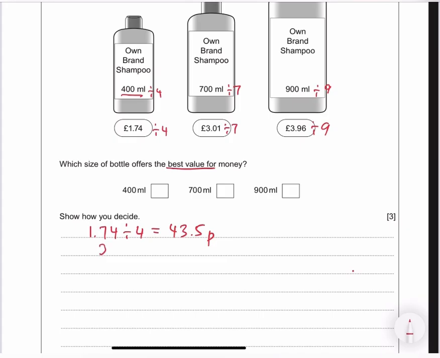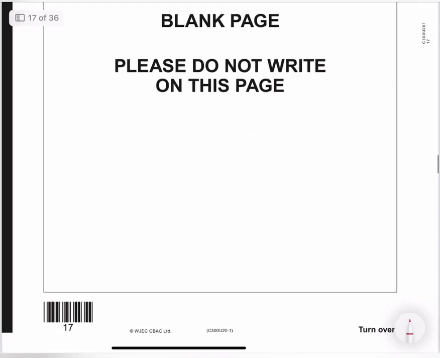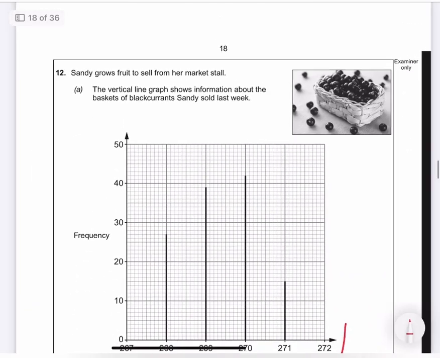Okay, that's the smallest shampoo bottle, 43 pence 5. And the middle one will cost 43 pence. And the biggest one will cost 44 pence. So you can see the cheapest one will be the middle one, 43 pence per 100 mils. So that is the middle one. So we're going to take that one as the cheapest.